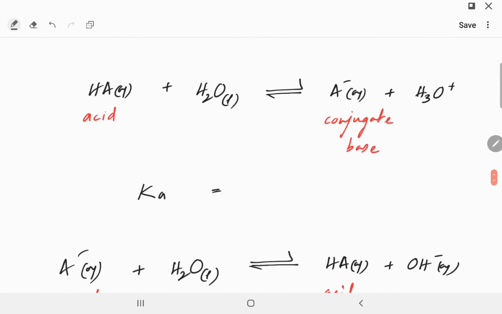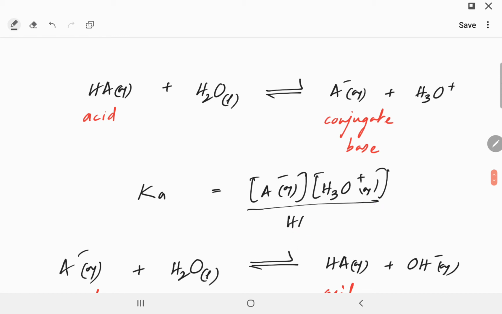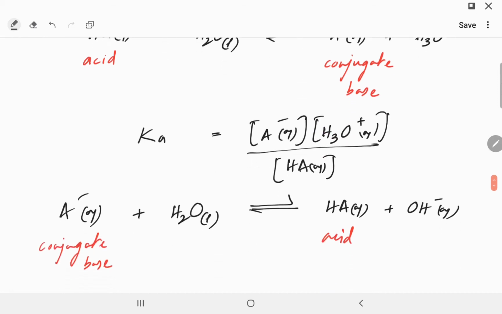We already know how to write Ka, right? Ka is equal to the A minus concentration times the H3O plus concentration, divided by the HA concentration. Once again, Ka is proportional to your conjugate base concentration and H3O plus concentration. Stronger acids are more powerful because you have more H3O plus concentration. So stronger acids have high Ka values.